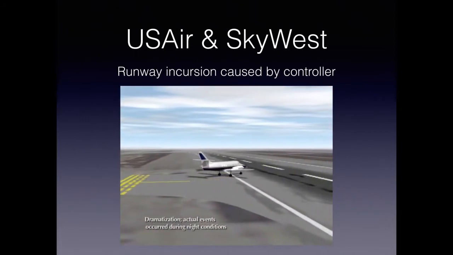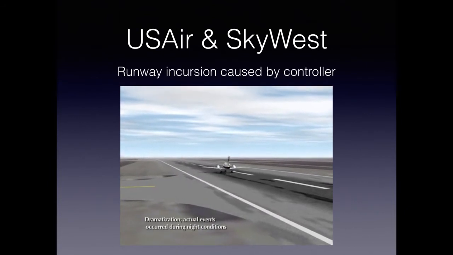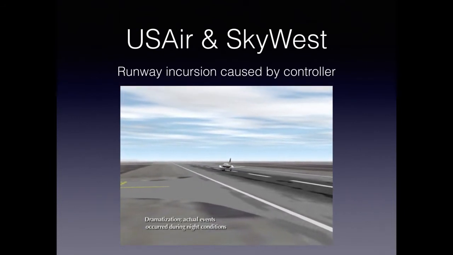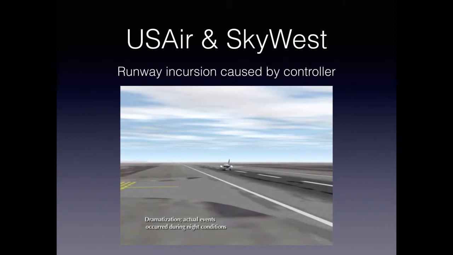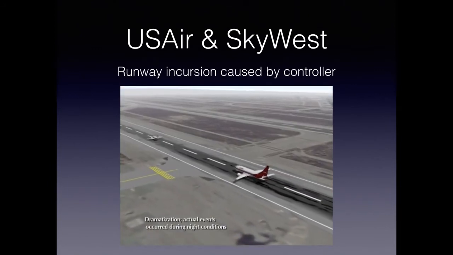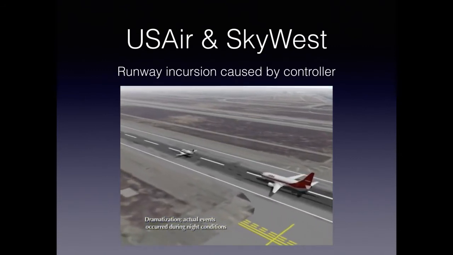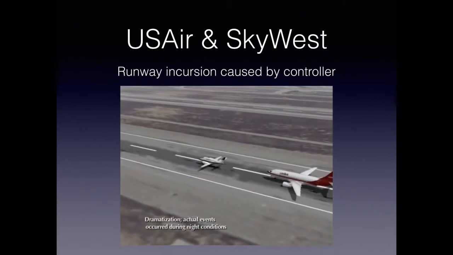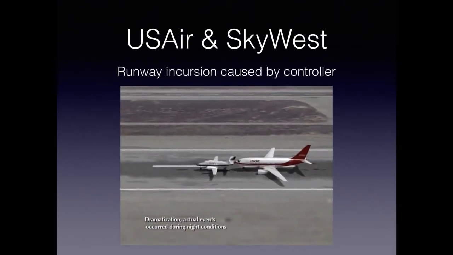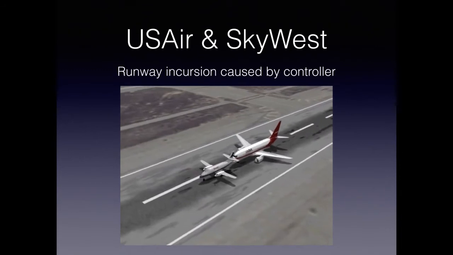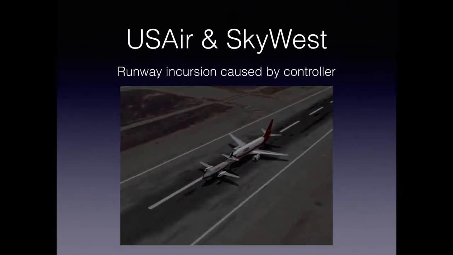In 1991, a commuter aircraft was cleared by ATC to position and hold for takeoff on runway 24 left at LAX. The controller forgot about the commuter aircraft's position and cleared a 737 for landing on the same runway. The 737 crashed into the commuter aircraft, resulting in the loss of both aircraft and several fatalities. So this is one reason why it's important for controllers as well as pilots to be very vigilant on what's going on in the airport environment to maintain that separation.